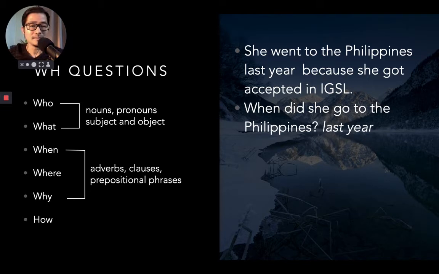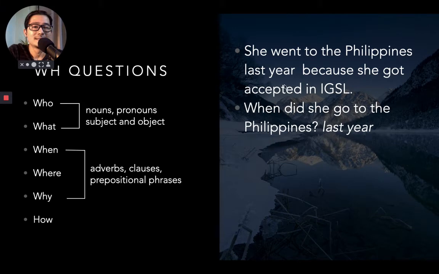So now let's try with where. What would be answerable by where in this sentence? She went to the Philippines last year because she got accepted in IGSL. So by the way, last year is an adverb. Adverbs answer the questions when, where, why, how. Those are all answered by adverbs.